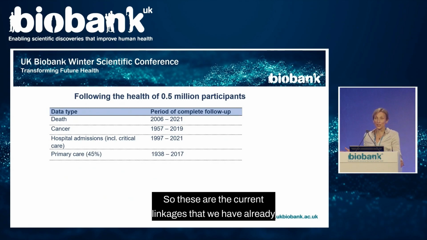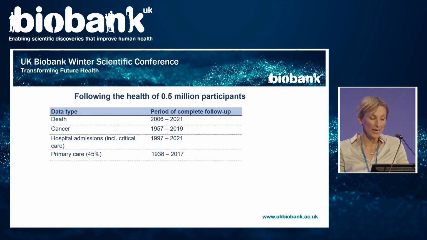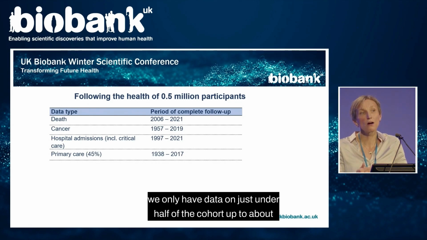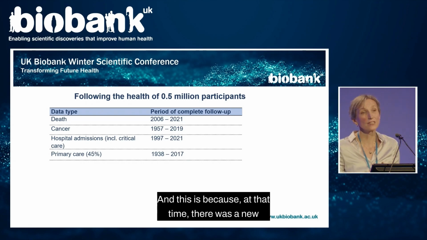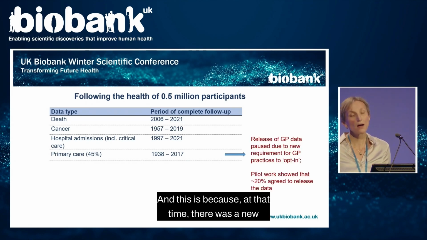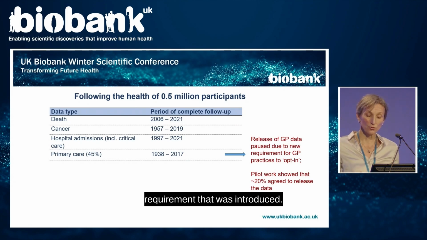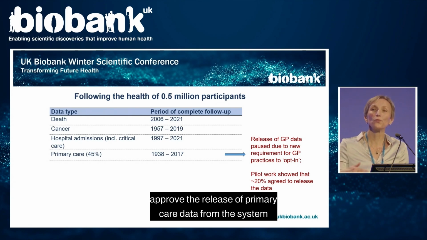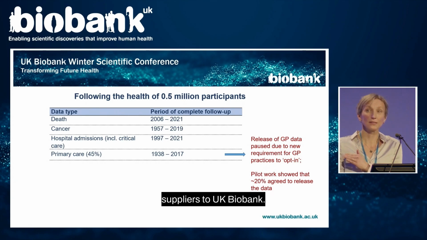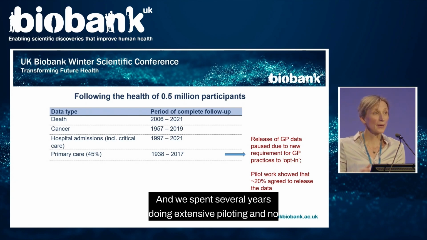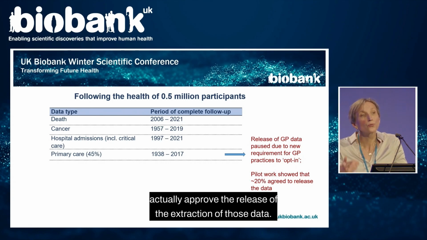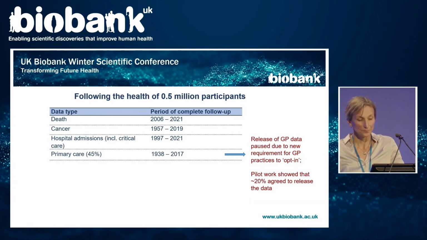So these are the current linkages that we have already in the UK Biobank resource. And what you can see here of note is that for primary care, we only have data on just under half of the cohort up to about 2017. And this is because at that time, there was a new requirement that was introduced that meant that GP practices essentially had to opt in to approve the release of primary care data from the system suppliers to UK Biobank. And we spent several years doing extensive piloting, and no matter what we did, only about 20% of GP practices would actually approve the release of the extraction of those data.